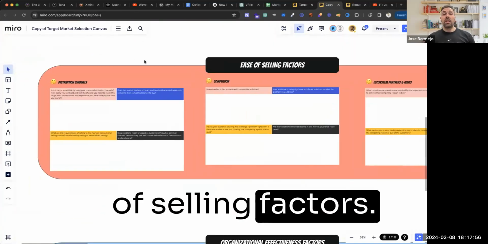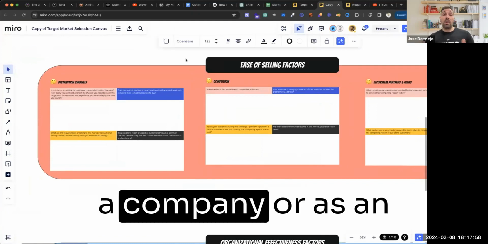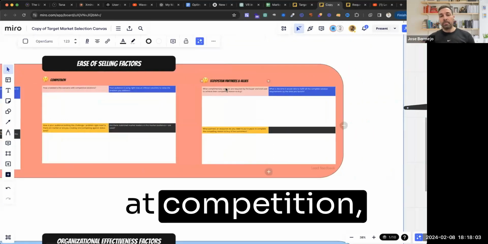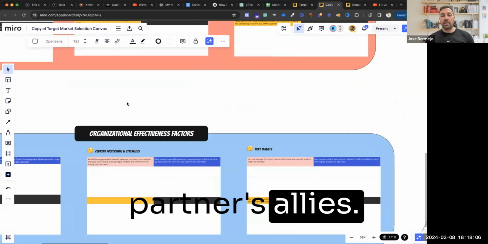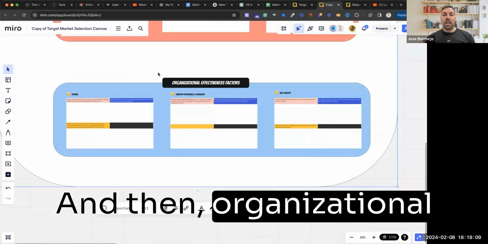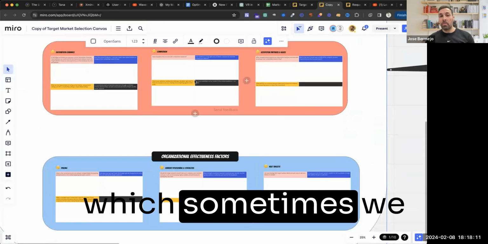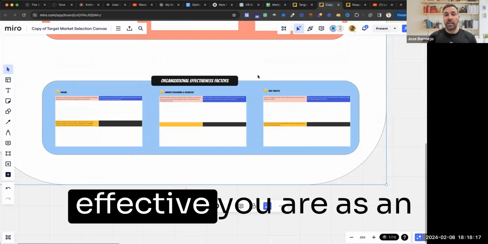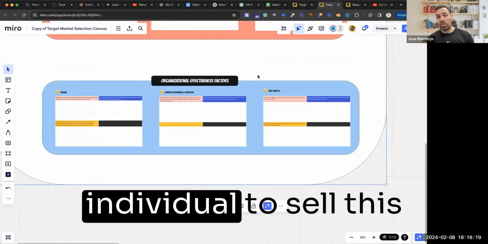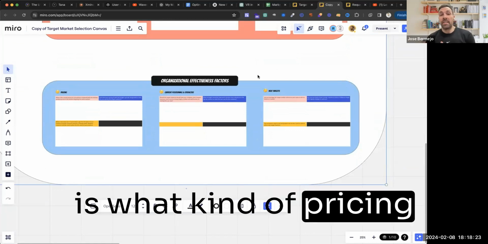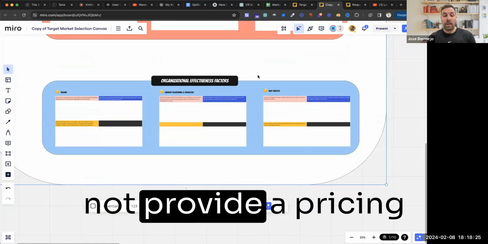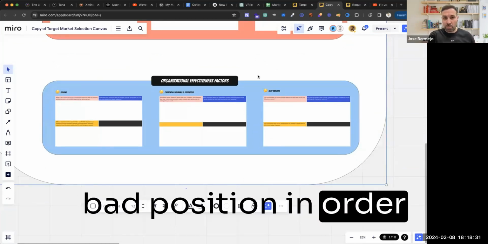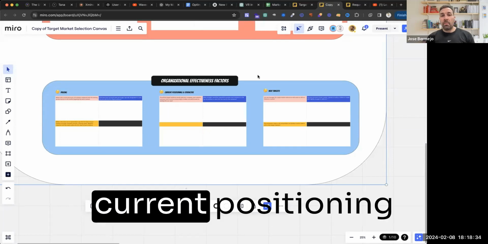Then ease of selling factors. Ease of selling is how easy it is for you, as a company or as an entrepreneur, to sell this. We will be looking at distribution channels, at competition, and at ecosystem partners and allies. And then organizational effectiveness factors, which sometimes we put together with ease of selling because they are very similar. It's also about how effective you are as an organization or as an individual to sell this. What kind of pricing can you provide? Sometimes you cannot provide a pricing that gets ROI, which puts you in a bad position in order to sell this. What is your current positioning and strength?